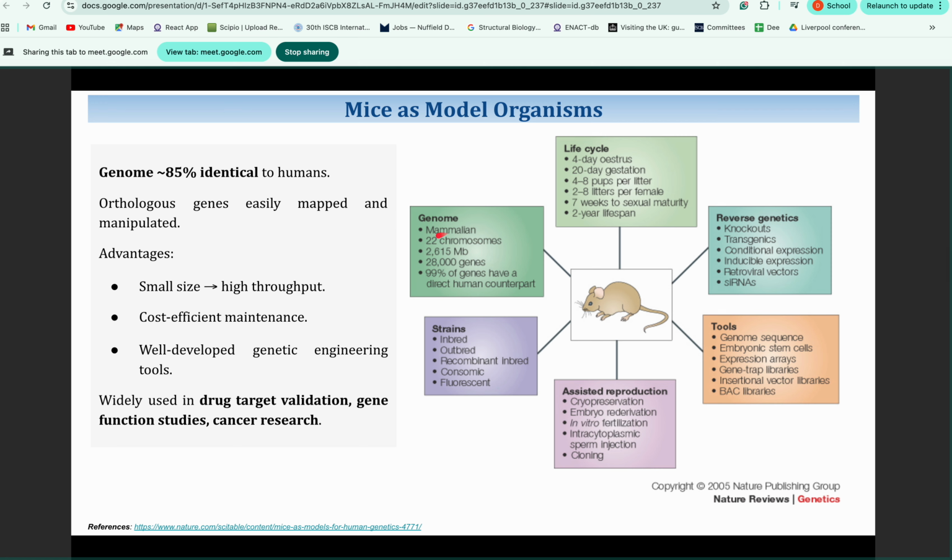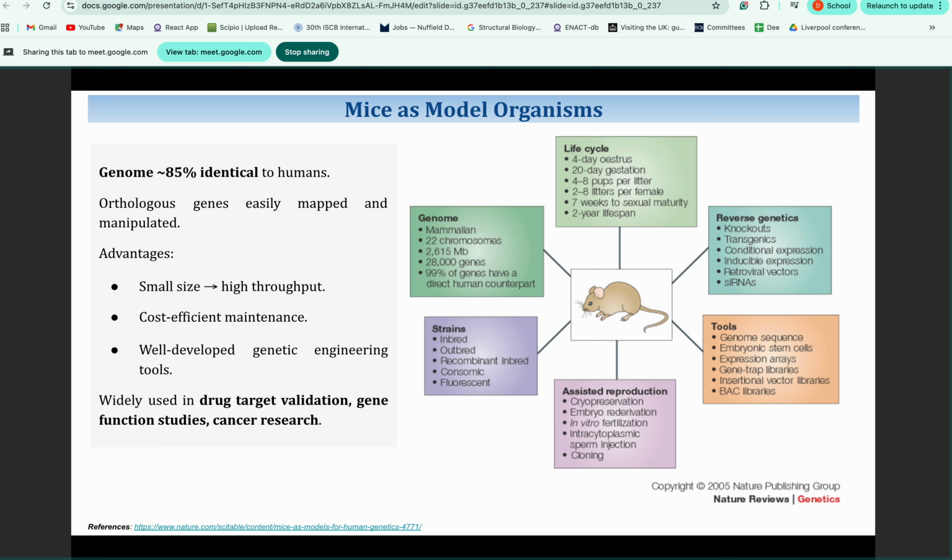If we talk about the genome, it is a mammalian genome with 22 chromosomes. Its size is 2615 MB, with a total of 28,000 genes, and 99% of genes have a direct human counterpart. In this way, mouse can act as a better model organism, because in humans we have different genes, and we know that different diseases are caused by mutations in those genes. If we have the same gene in mice, then we can easily study the effect of the mutation in those genes in the mice. If those genes are not present in mice, then we cannot study the influence of mutation in that gene. We cannot artificially create that environment.